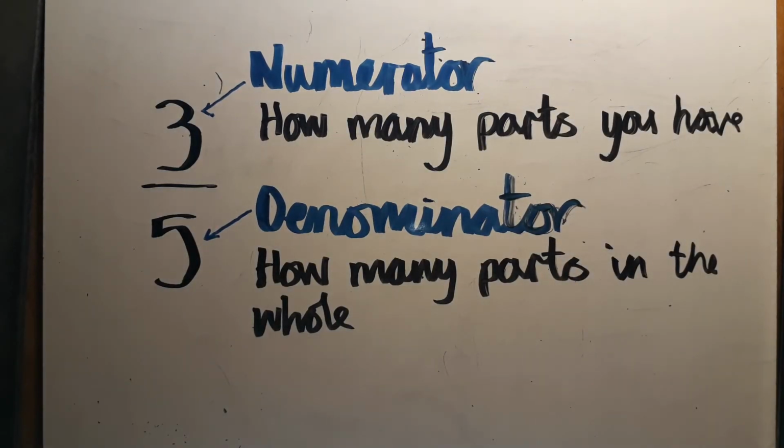Just as a very quick reminder, because we've had half term and we need to switch our maths brains on again, the parts of a fraction are called the numerator at the top and the denominator underneath. The numerator tells you how many parts you have, and the denominator tells you how many parts are in the whole.